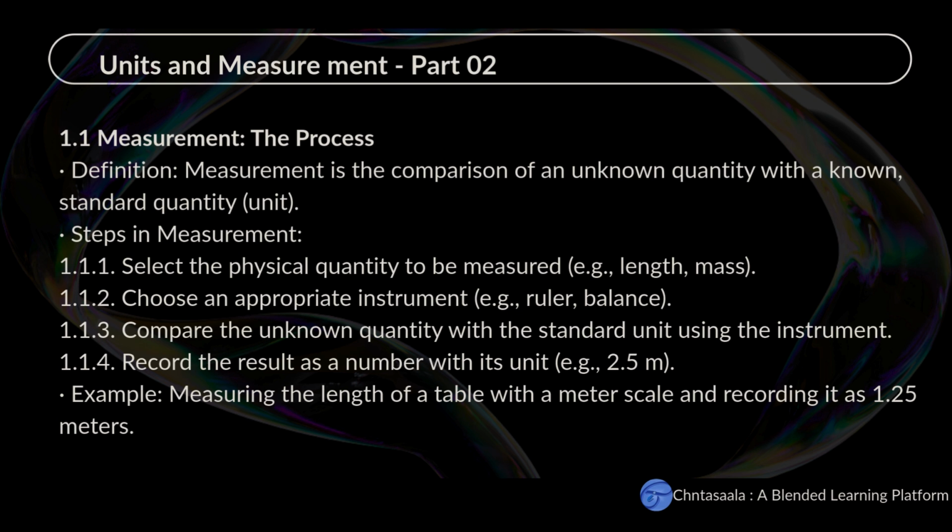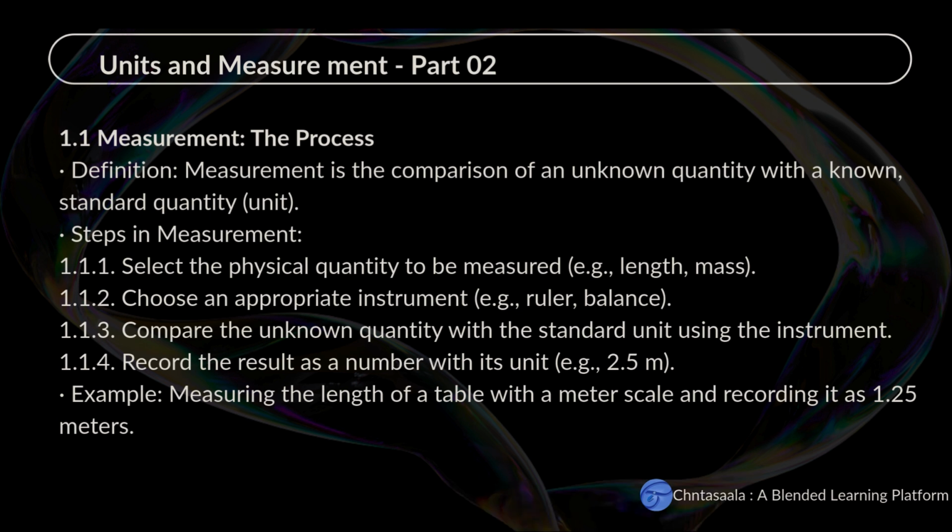Measurement, the process. Definition: measurement is the comparison of an unknown quantity with a known, standard quantity, unit. Steps in measurement. 1. Select the physical quantity to be measured, for example, length, mass. 2. Choose an appropriate instrument, for example, ruler, balance. 3. Compare the unknown quantity with the standard unit using the instrument. 4. Record the result as a number with its unit, for example, 2.5 meters.